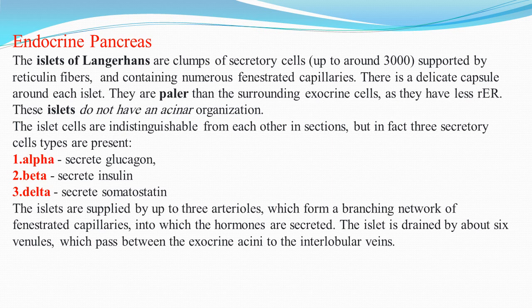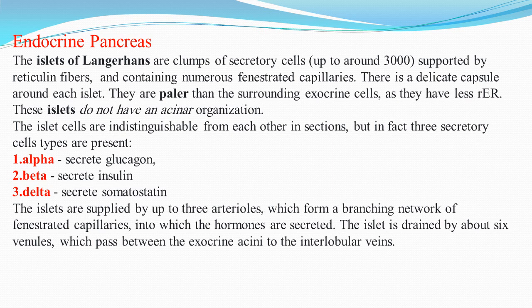They are paler than the surrounding exocrine cells وتكون لونها أفتح من الخلايا الإكسوكراين المحيطة بها. They have less rough endoplasmic reticulum and the islets do not have an acinar organization. تكون تركيبها تركيب حويصلي. The islet cells are indistinguishable from each other in the section.